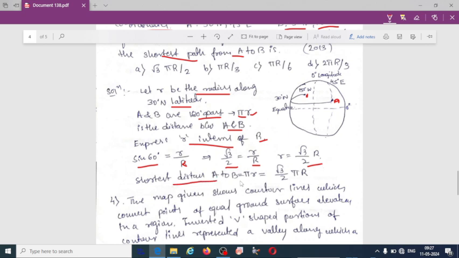So the shortest distance is how much? Pi r, so root 3 by 2 pi capital R. Answer: A is correct.